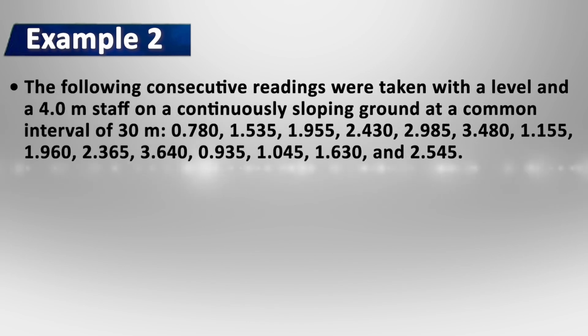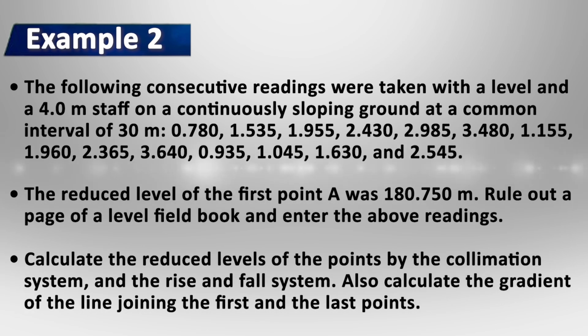Now, in the second example, the following consecutive readings were taken with the level and a 4 meter staff on a continuously sloping ground at a common interval of 30 meter: 0.780 meters, 1.535, 1.955 and so on up to 2.545 meters. The reduced level of the first point A was 180.750 meter, and we have to rule out a page of a level field book and enter the above readings. We have to calculate the reduced levels of the points by collimation system and rise and fall system. Also, we have to calculate the gradient of the line joining the first and the last point.